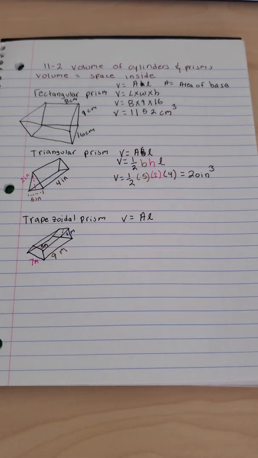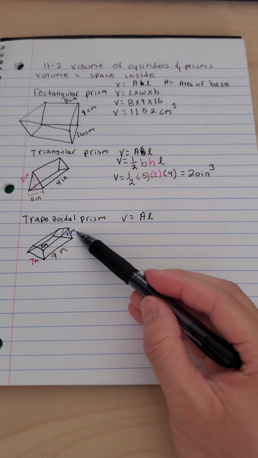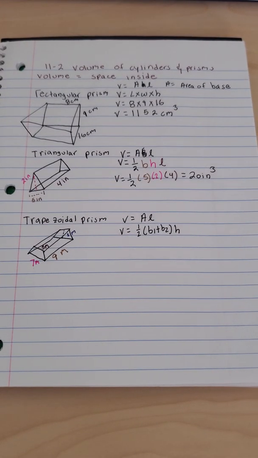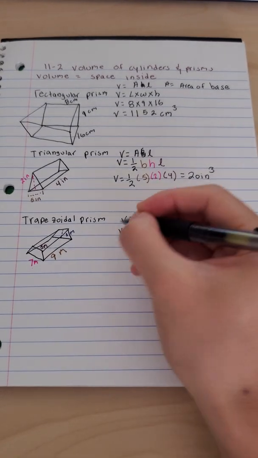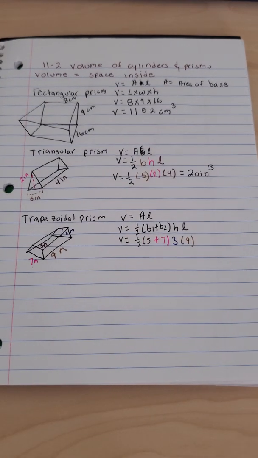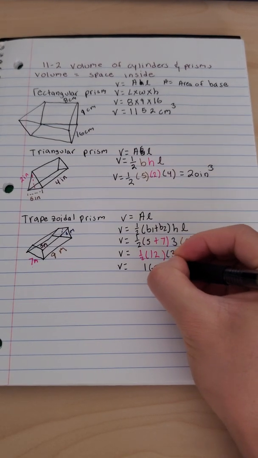So now we're given the trapezoidal prism. The lengths are 7, 5, 9, and 3 meters. And for the area of the base, a trapezoid is 1/2 base 1 plus base 2 times the height, and don't forget the length between the two bases. So let's go ahead and write those units in. So we get 1/2 5 plus 7 times 3 times 9, and we can first start with the parentheses, and we multiply everything together to get 162 meters cubed.